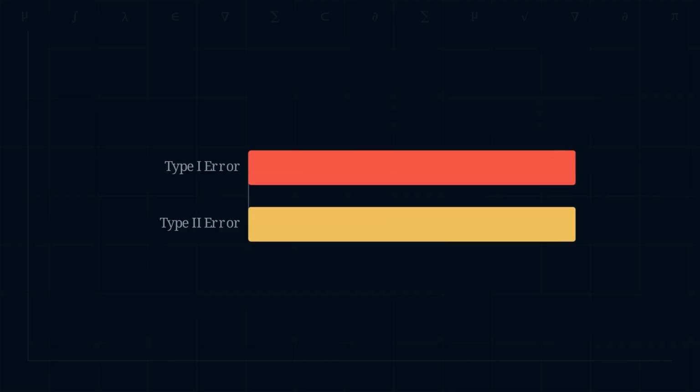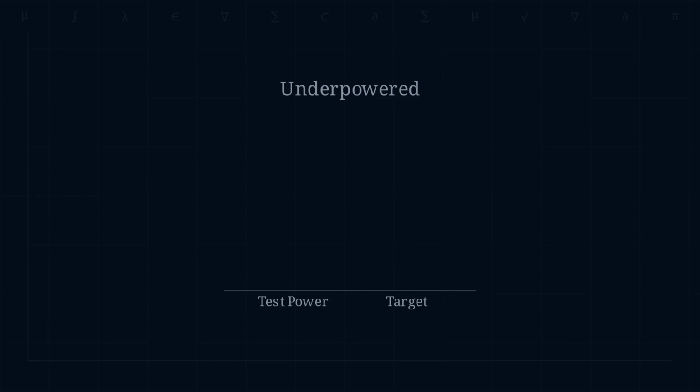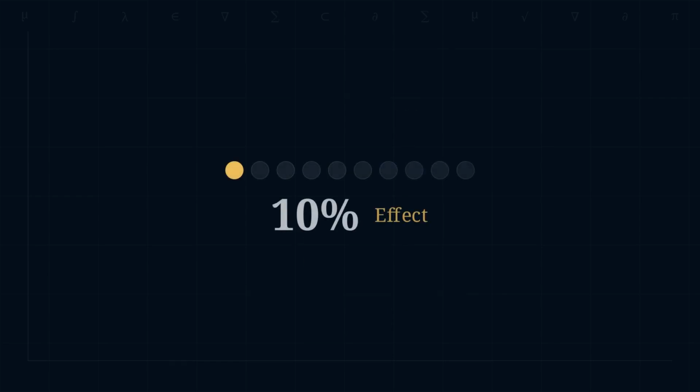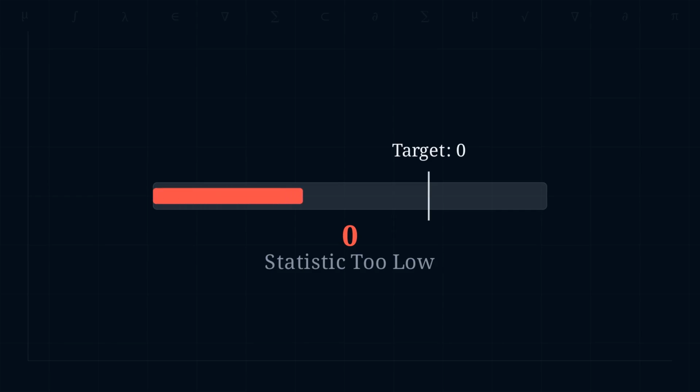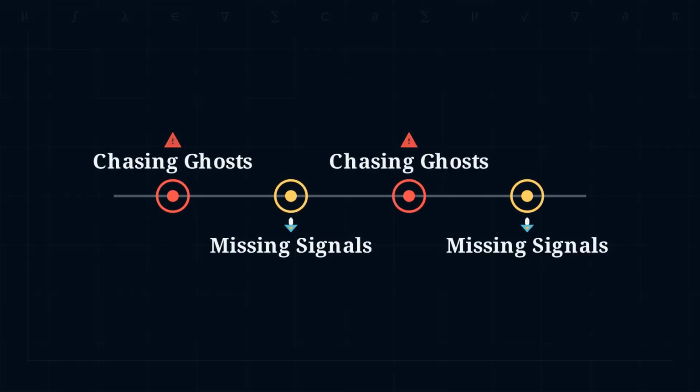The cost of that mistake shows up two ways. First, you accept spurious wins, reroute resources, and then cannot reproduce the result because you misread a false alarm as a discovered truth. Second, you quietly run underpowered tests that almost never catch effects of plausible size, so you throw away useful changes because the statistic did not jump high enough once. You end up oscillating between chasing ghosts and missing signals.